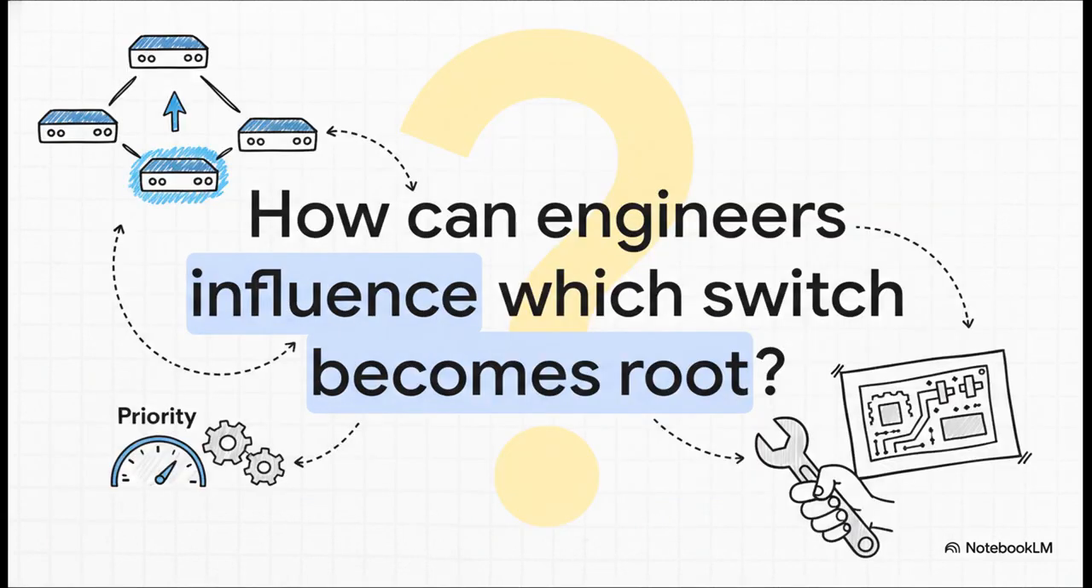But this whole automatic process leaves us with a really important question. If the election is just lowest number wins, what if your oldest, slowest switch happens to have the lowest MAC address? You don't want that one to be the center of your universe. So how can we, the network engineers, influence this election? How do we rig the vote to make sure the right switch wins? Well, that's a fantastic question, and we'll dig into that next time.